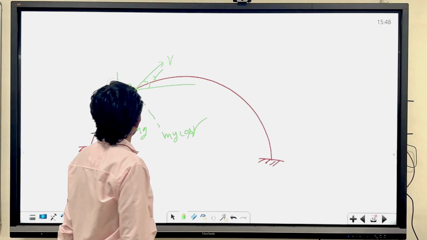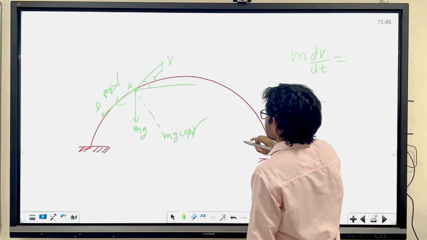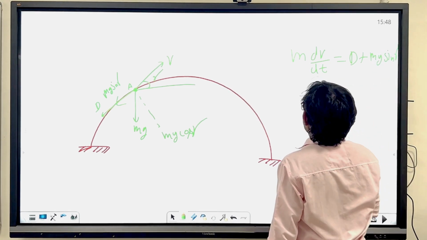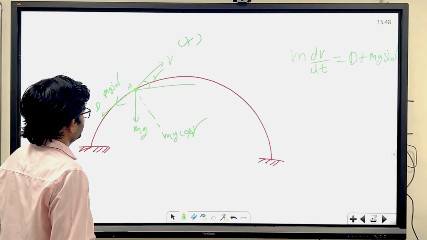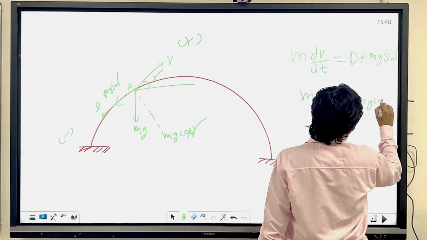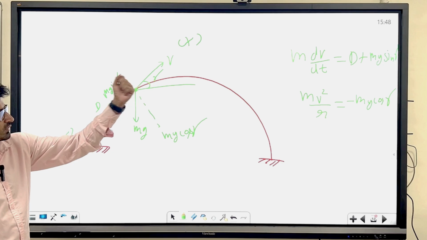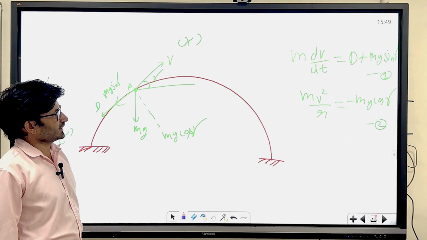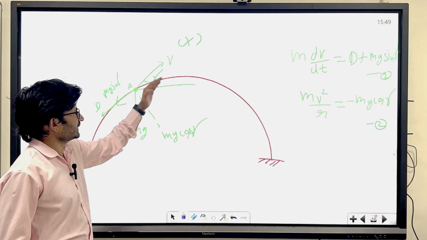So if you balance this equation, you can write m dV by dt, rate of change of momentum equal to external force, which is D plus mg sin gamma. You consider this as the positive direction and this as the negative direction. Similarly, the second equation you can write is mV square by r equals minus mg cos gamma. So at a point we have written two equations, one is translation and one is rotation. Now we are interested in the second equation, because from the second equation you are turning, right? You are first ascending and then falling.